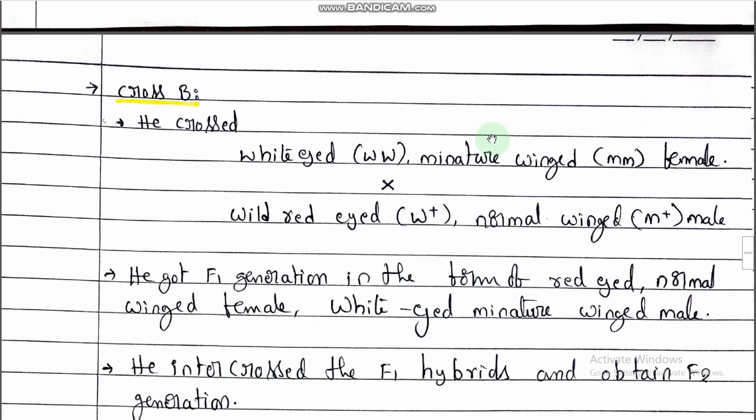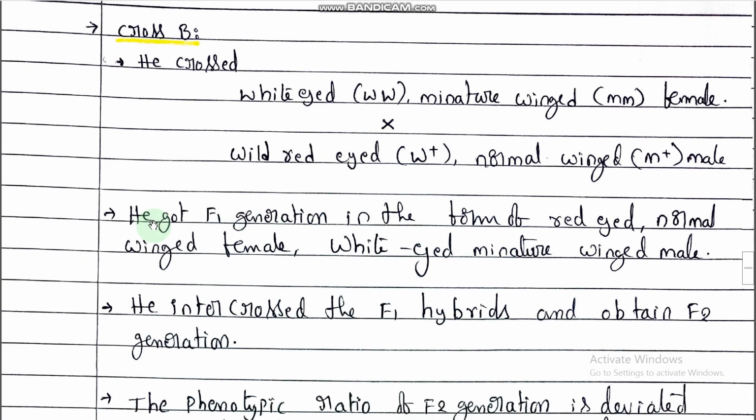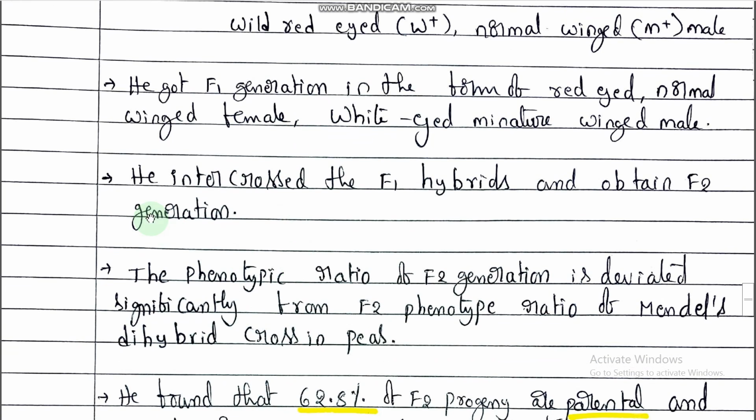Alright. In cross B, what did he do? White-eyed, miniature-winged female and wild red-eyed, normal-winged male. Here he considered eye color and wing size. The white-eyed, miniature-winged female is recessive; the wild red-eyed, normal-winged male is dominant. In the F1 generation, as in cross A, only the sexes changed: red-eyed, normal-winged female and white-eyed, miniature-winged male. He intercrossed the F1 hybrids and obtained the F2 generation.